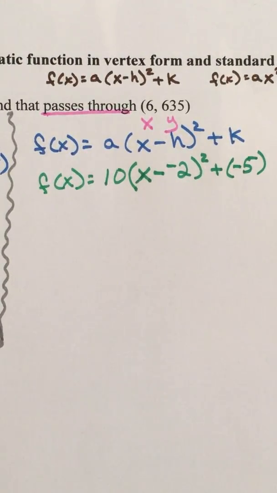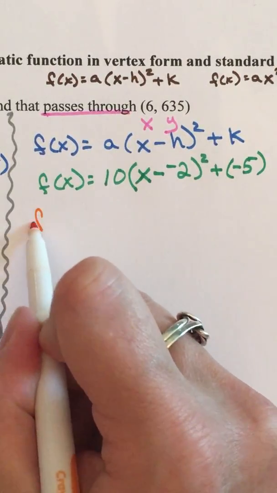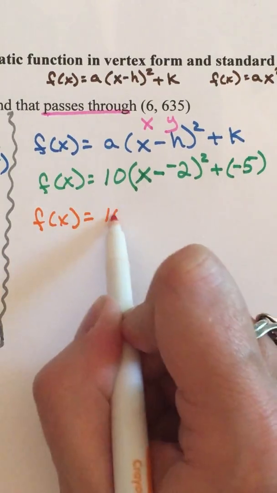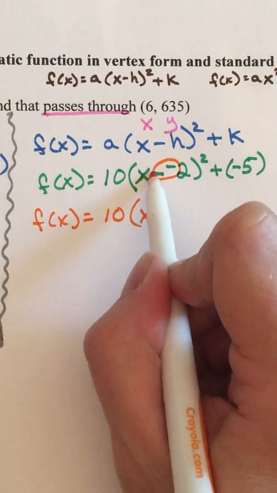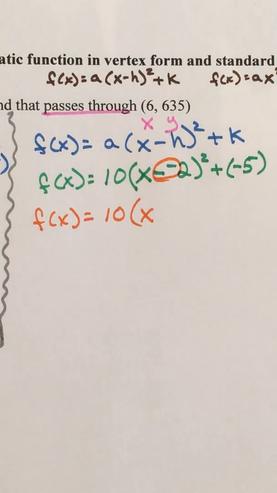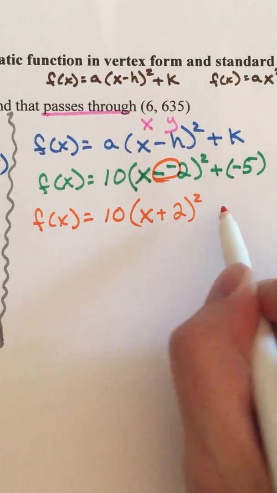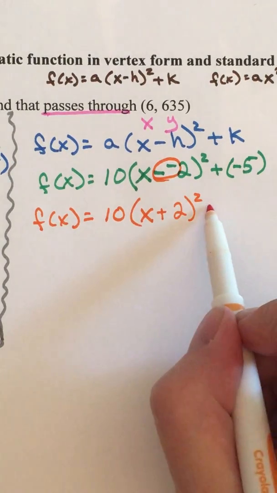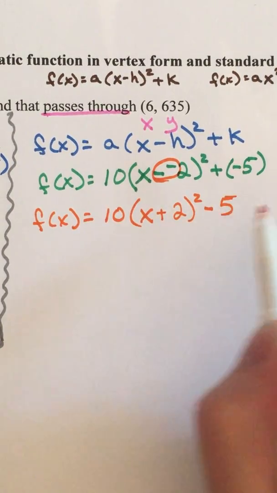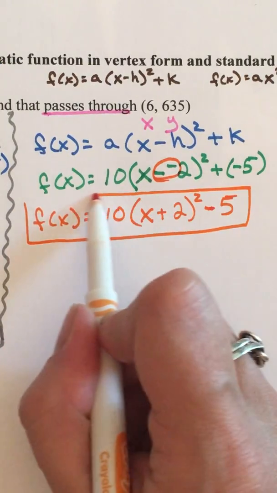All right, let's clean this up. F of x equals 10 times x. What's a minus and a minus side by side? Yep, plus 2 squared. And what's a plus and a minus side by side? That's right, -5. Okay. This is the vertex form. Let's label that.